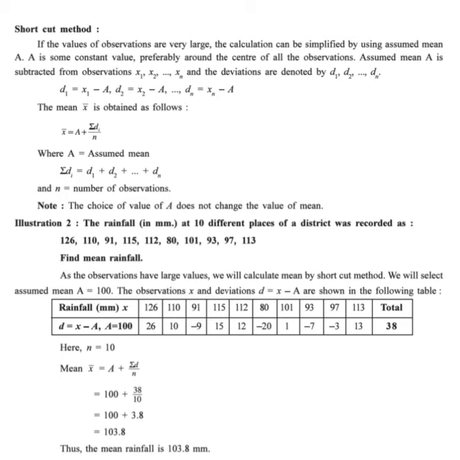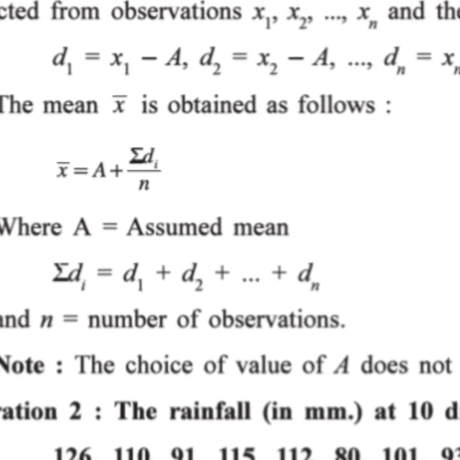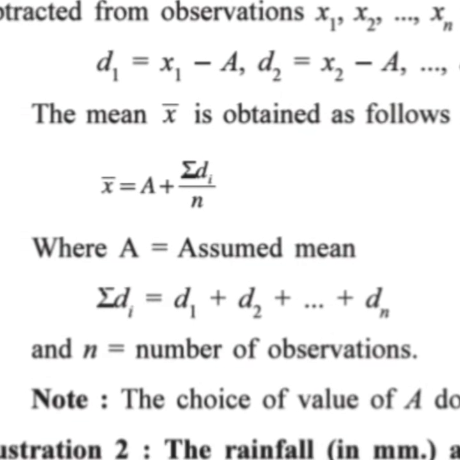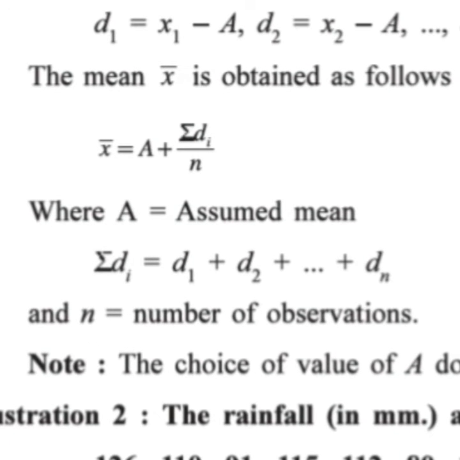We saw the basic formula of arithmetic mean. Now we are going to see how this arithmetic mean is defined by the shortcut method. While we talk about the shortcut method of arithmetic mean, you would find that your arithmetic mean, that is your x bar, is equal to a plus sigma di upon n.